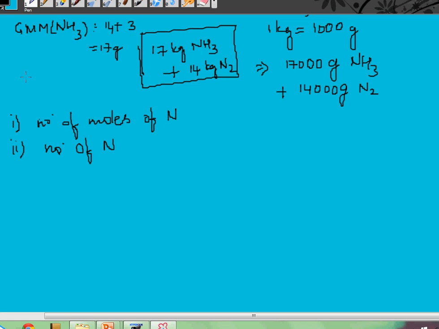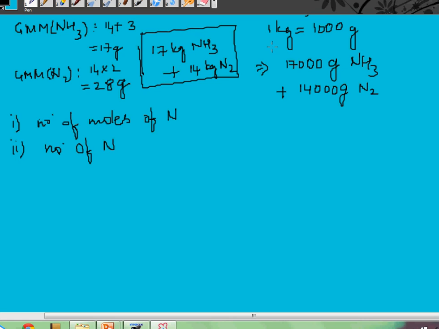Okay, similarly you have the gram molecular mass of nitrogen gas N2, that is 14 into 2 is equal to 28 gram. So the gram molecular mass of nitrogen is 28 gram because it has 2 atoms of nitrogen and 1 atom of nitrogen weighs 14 gram. 1 mole atom of nitrogen weighs 14 gram. So 2 moles will weigh 28 gram. So the gram molecular mass of nitrogen is 28.